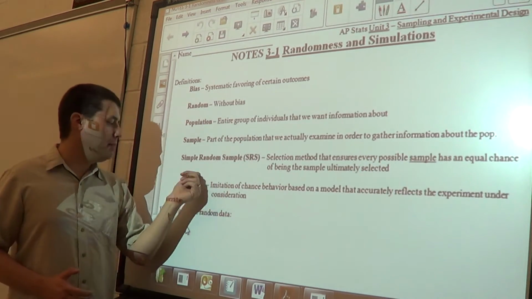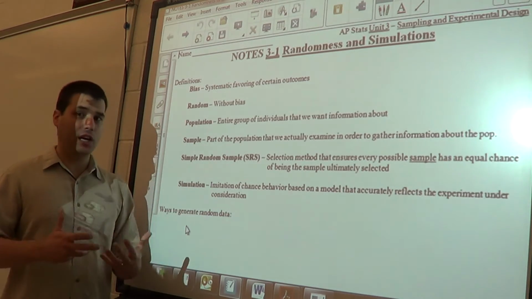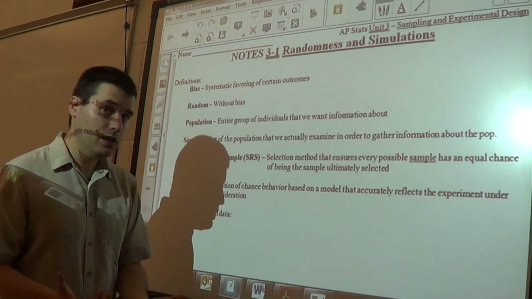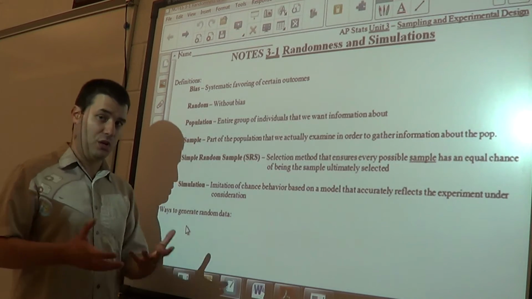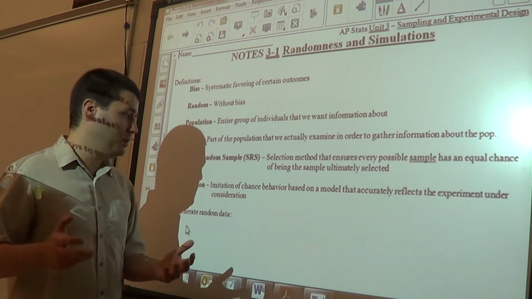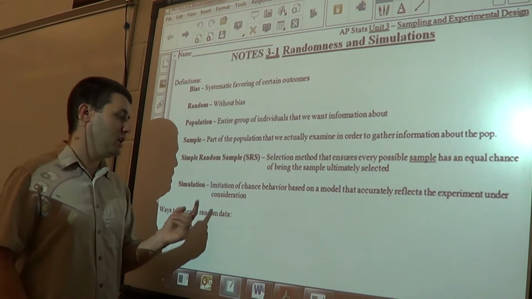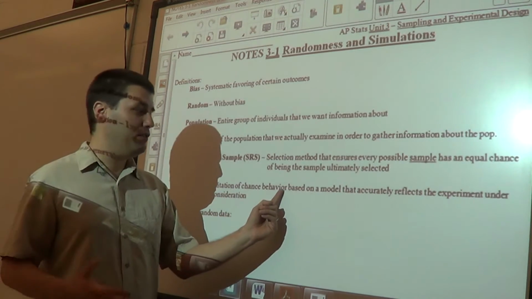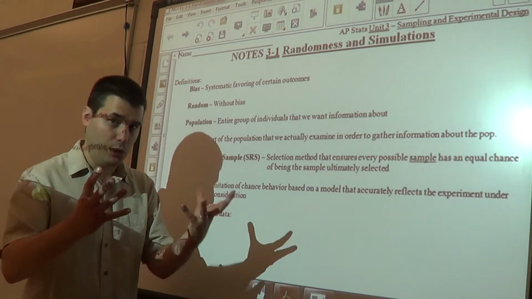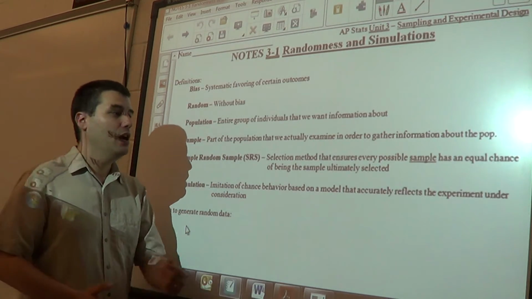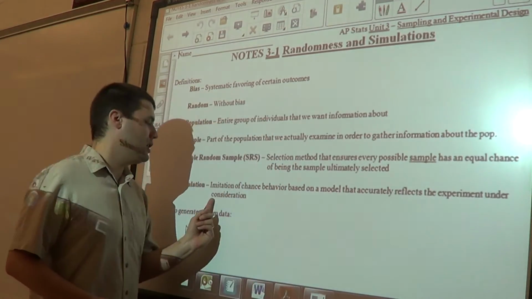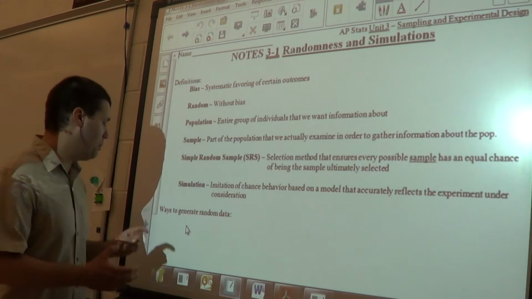Lastly, we're going to talk a lot about simulations. Simulation is not actually going out and getting the sample or samples, which can be time-consuming, especially if you want many samples. It's basically like sampling done for pretend at home with a process. It's an imitation of the chance behavior, based on the model, basically whatever the population looks like, that accurately reflects the experiment under consideration. So we're going to talk about doing that.